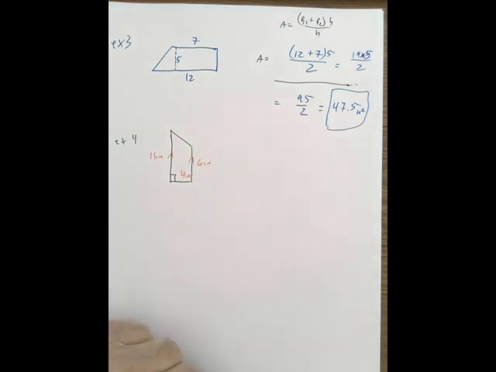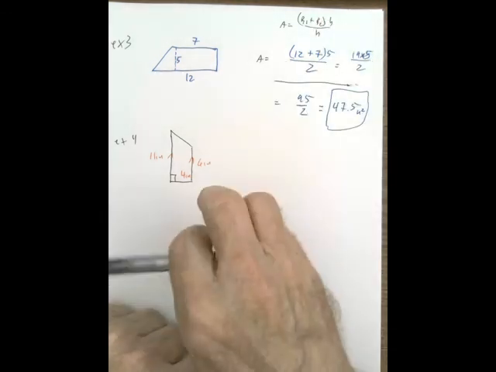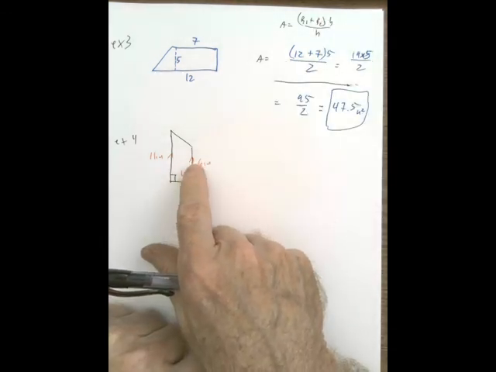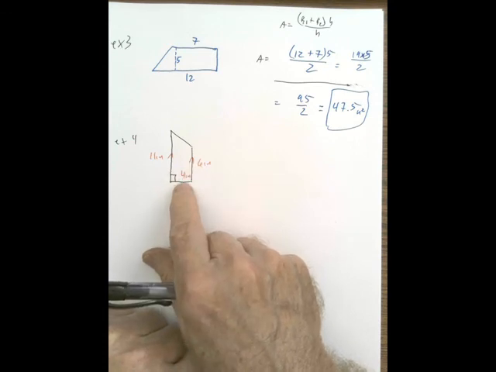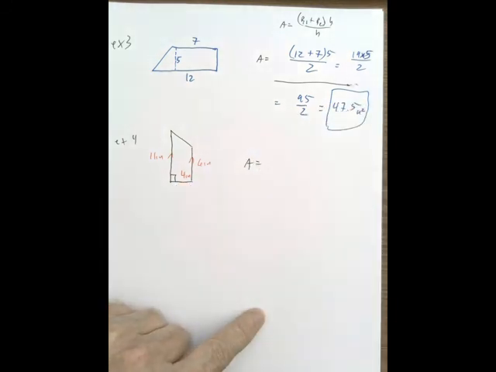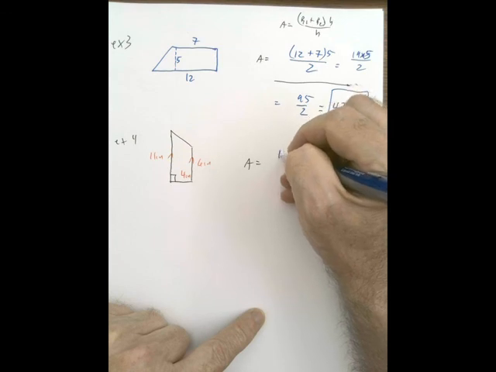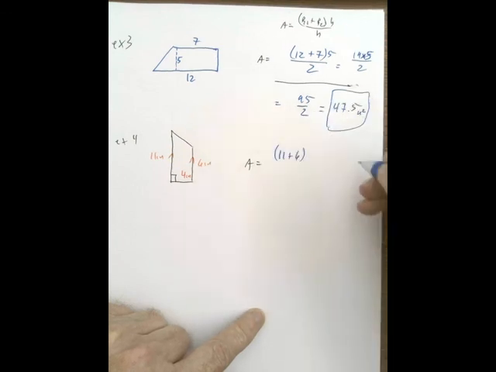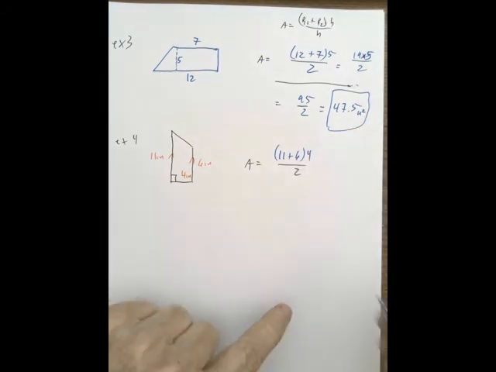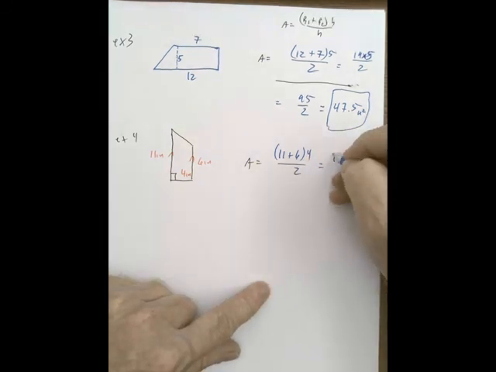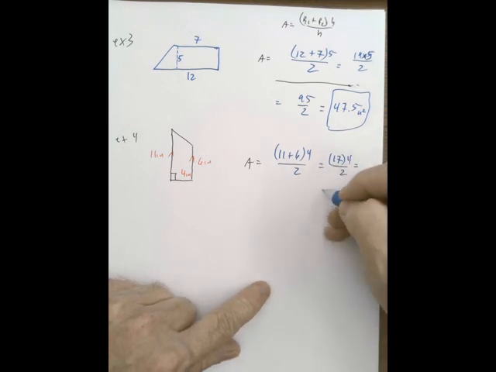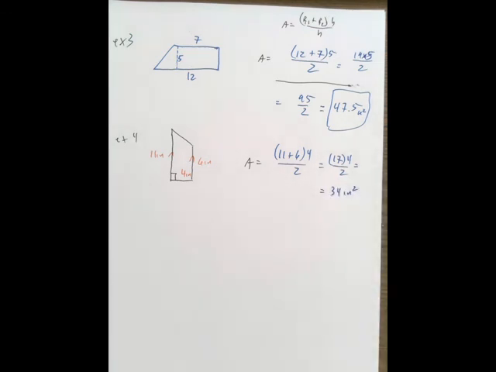Again, using our formula here, we use this for base 1 and this for base 2 because those are the parallel sides. And the height, the distance between the two bases, is 4. So the area is equal to 11 plus 6 times 4 divided by 2. So that's 17 times 4 divided by 2. When we work that out on our calculator, we should get 34. And since I gave you the units, we're going to call that 34 square inches. All right, very good.